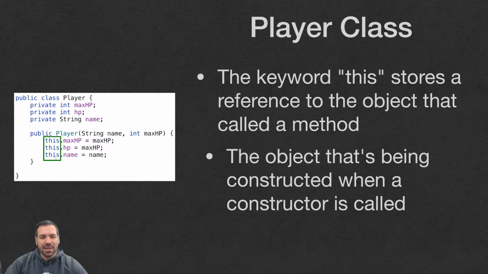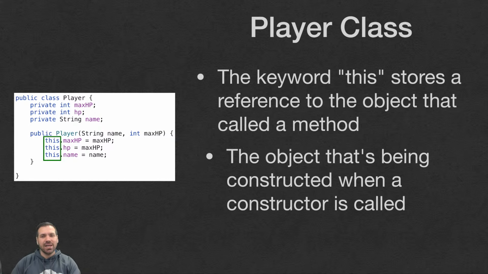The keyword this stores a reference to the object that called the method. This is the context of the method call. It was called through some object. This is a reference to that object. And in the case of constructors, it's kind of a special case. In the case of a constructor, it's a reference to the object that is currently being constructed.